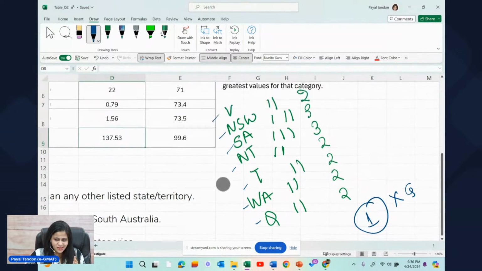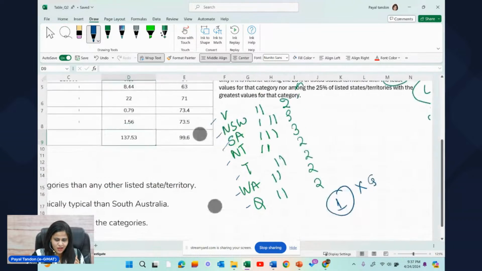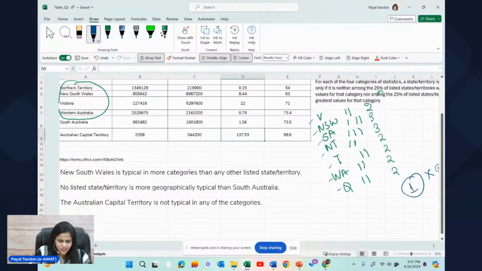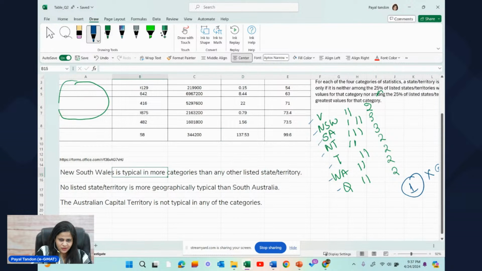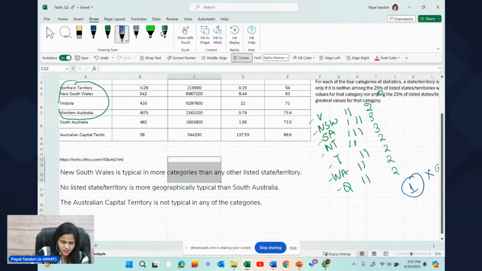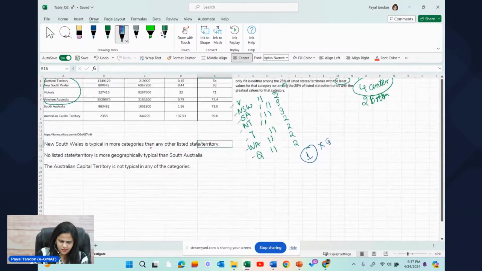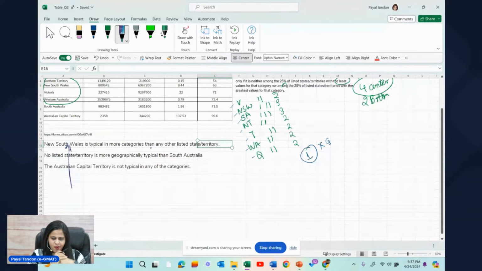So now with this information, you are going to answer each one of these 3 statements. So let's look at this one. New South Wales is typical in more categories than any other listed state or territory. Now, New South Wales is 3, right? And South Australia is also 3.